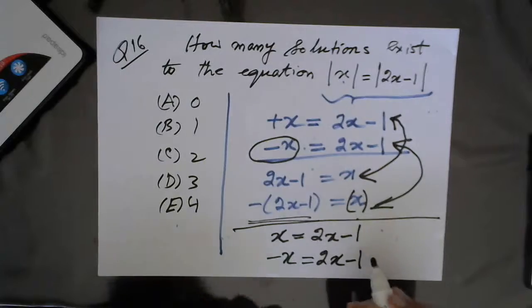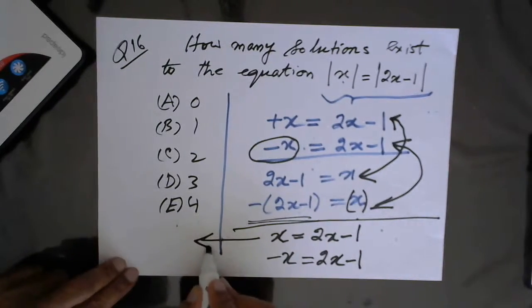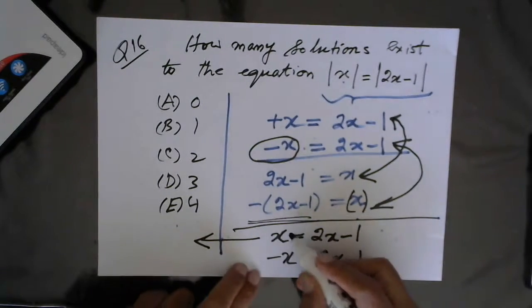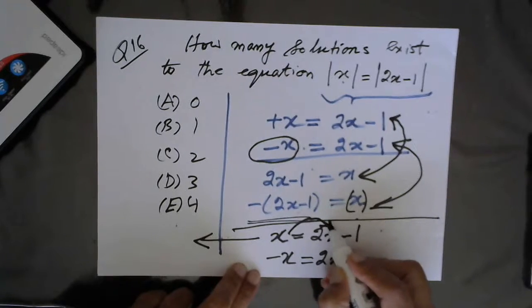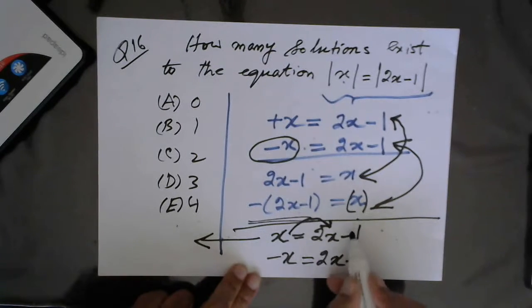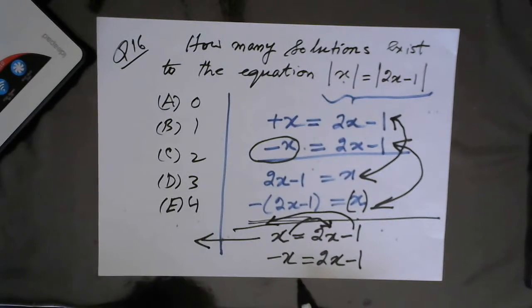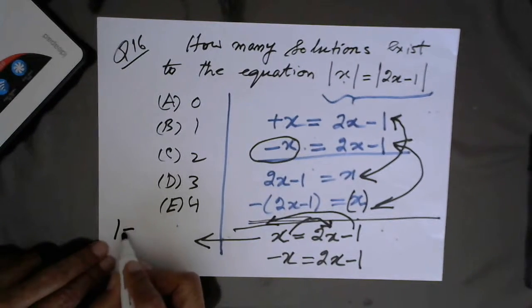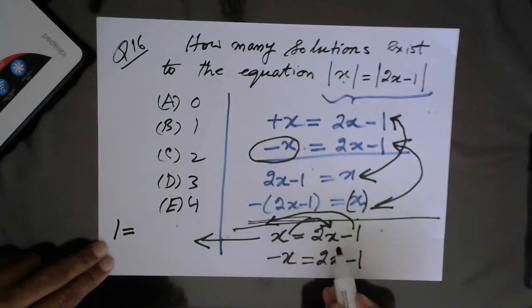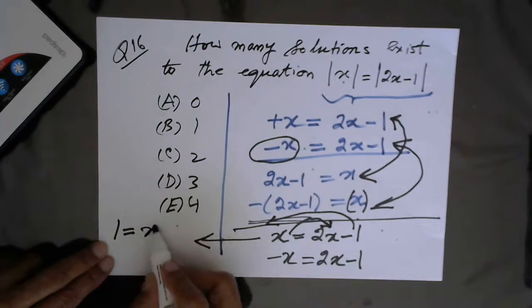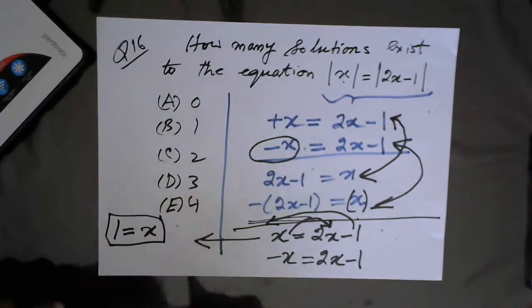Okay, if we solve this, I transfer x to the right hand side, that will become minus x, and I transfer minus 1 to the left hand side, that will become plus 1. So I will get 1 is equal to 2x minus x, which is x. So 1 is equal to x. So this is one solution.